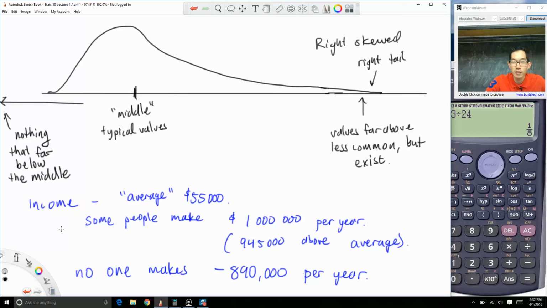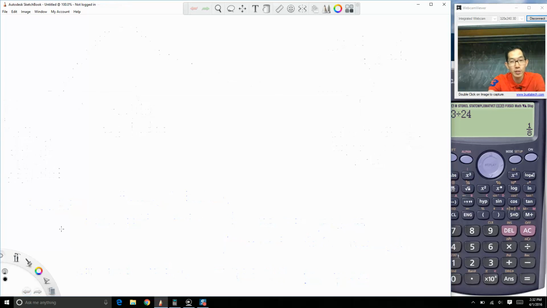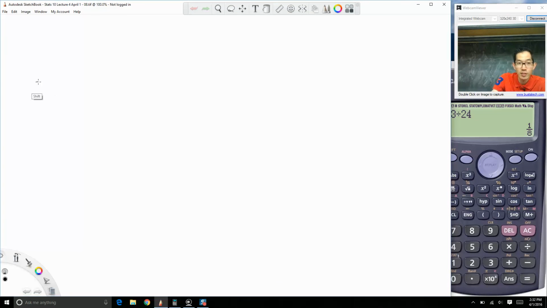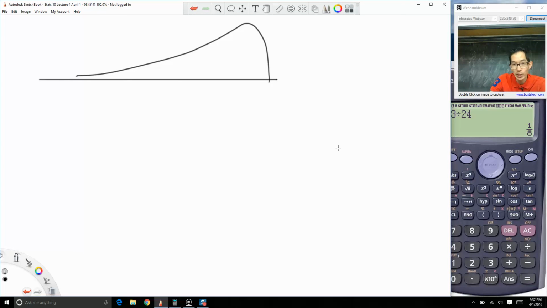Okay. So this would be right skewed, all right? So if that's right skewed, then this would be what? Left skewed. All right, great. Okay, and left skewed, this could be something like maybe scores on an easy test.